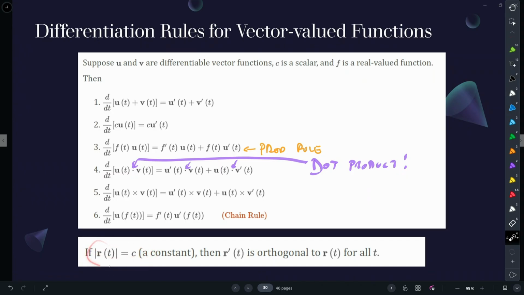Finally, I'll mention that if the length of the vector r(t) is constant, then the derivative is orthogonal to r(t). If the length is constant, what this means is that it's moving on a sphere. All the image vectors are on a sphere, so it's some spherical motion. And whenever you're on a sphere, the derivative at a point is perpendicular to the diameter that points to that point.